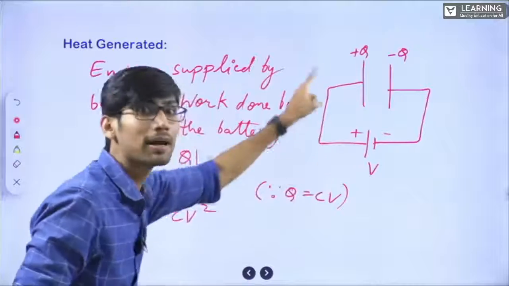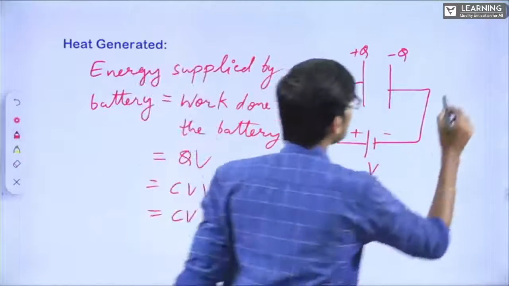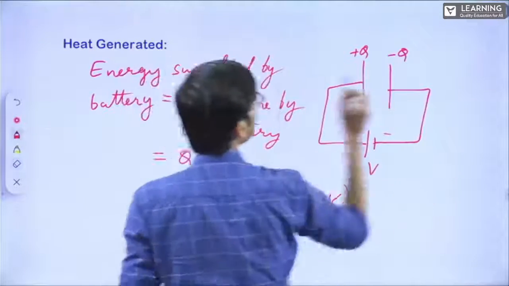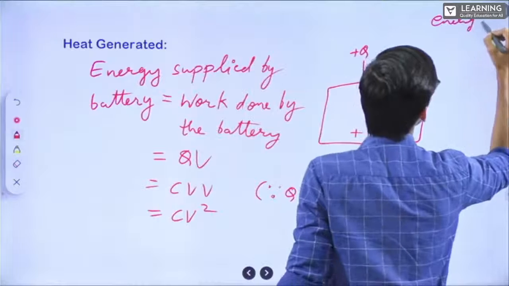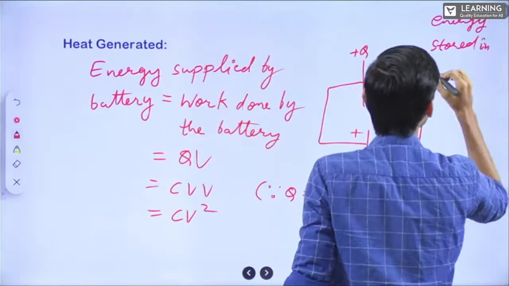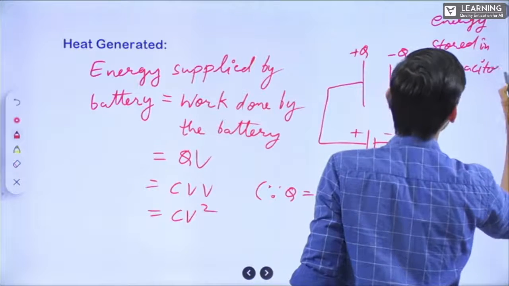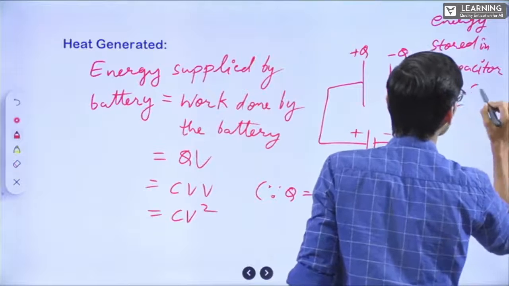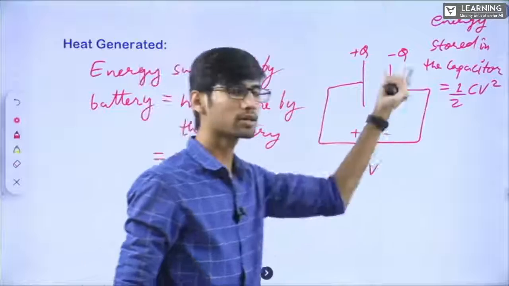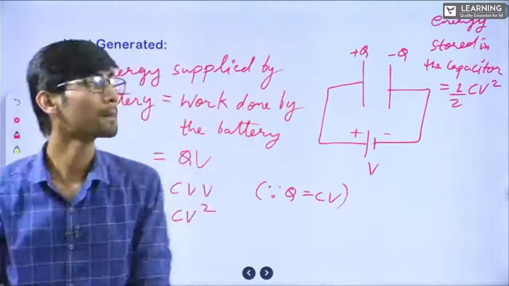Energy supplied by battery is CV square and energy stored in the capacitor is equal to half CV square. So where is the half energy gone? From here CV square is coming, capacitor is taking half CV square. Where is the remaining half CV square? Heat.